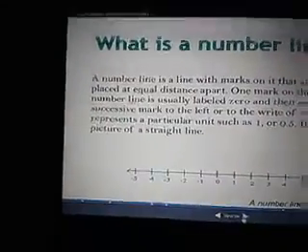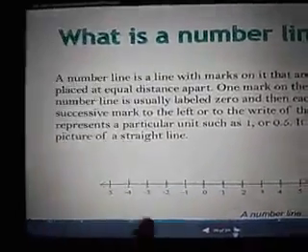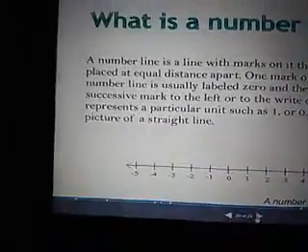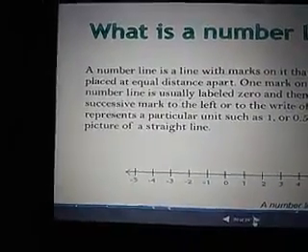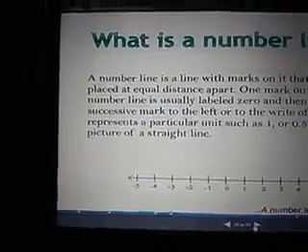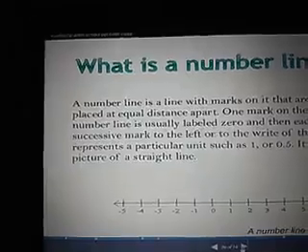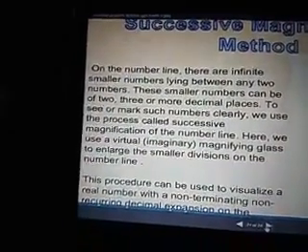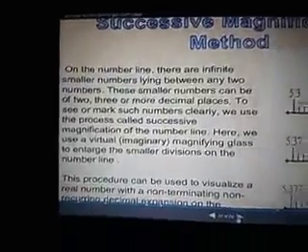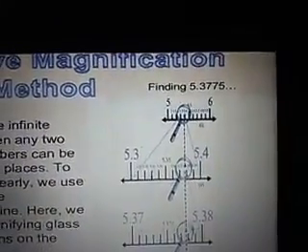So now what is a number line? If we are representing the numbers like this, we're forming a number line. A number line is a line which has marks on it that are placed at equal distances apart. One mark on the number line is usually labelled 0, and then each successive mark to the left or the right is represented as a negative or positive number, right? So for today, this much is enough, and we will meet to discuss how to represent a decimal number tomorrow.